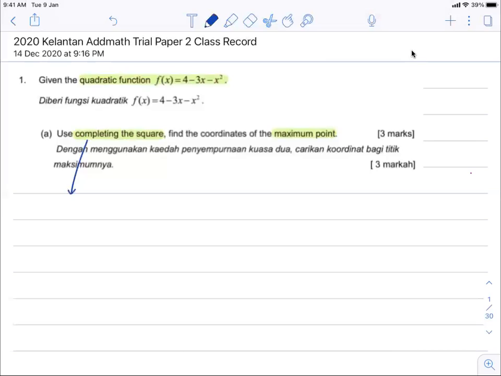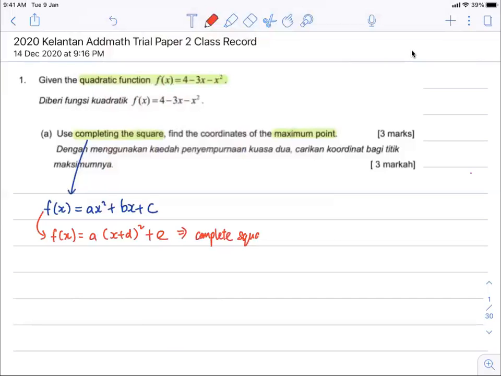So completing the square actually means if you are given a quadratic function in this format, ax squared plus bx plus c, we want to convert it into the completing the square form that looks like this. a multiplied by (x plus d) squared plus e. This is the complete square form. So you notice there's a square over here. That's why this form is called a complete square form.